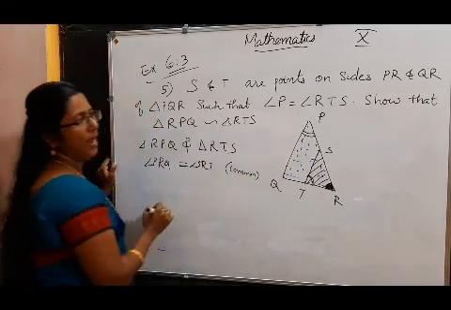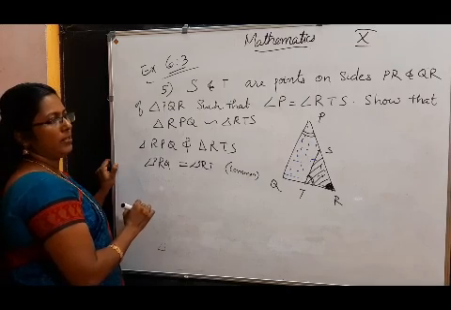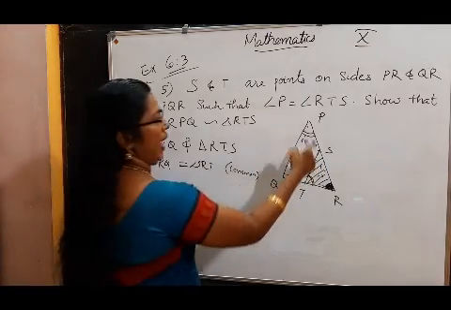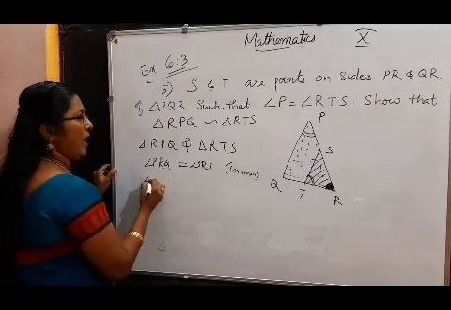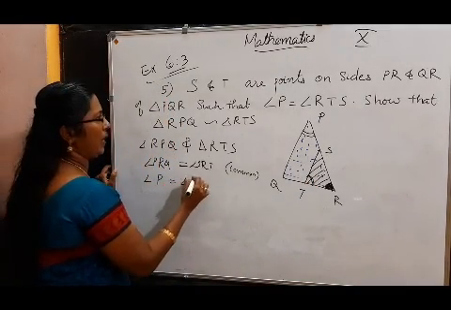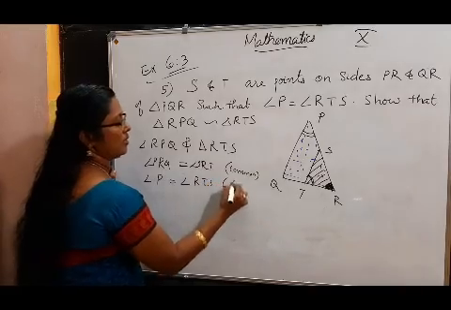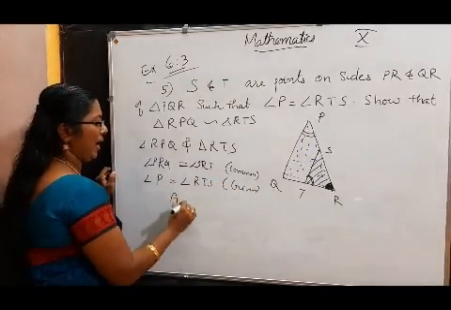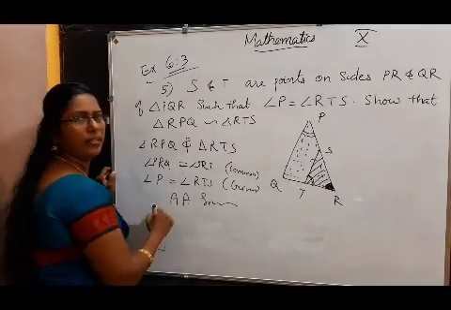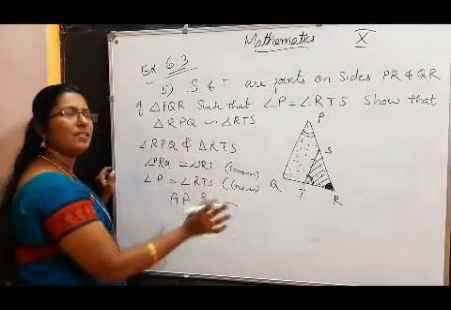Common angle, and then what is given? Angle P and angle T. Angle RTS is equal; angle P equals angle RTS. Given. That is also given. By AA similarity criterion, these two triangles are similar.